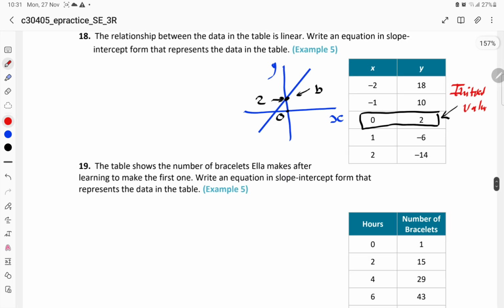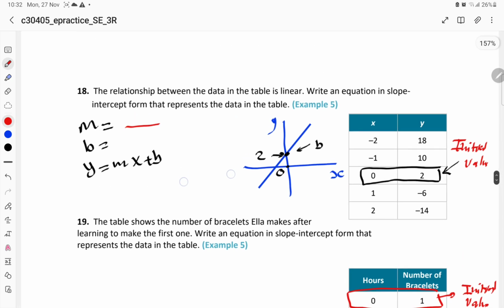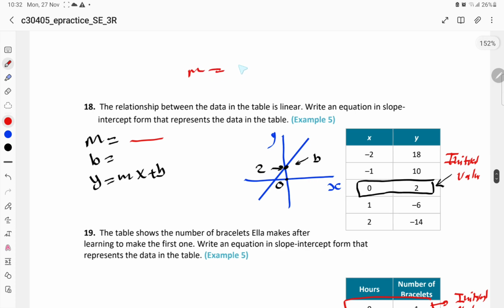In the second table, where is this initial value? Also at x is 0. Look, at x is 0, this is my initial value. So if you want to get m, b, and your equation, which is y equals mx plus b, what is m? So let's remember here, what is the rule for the slope? M equals y2 minus y1 over x2 minus x1.